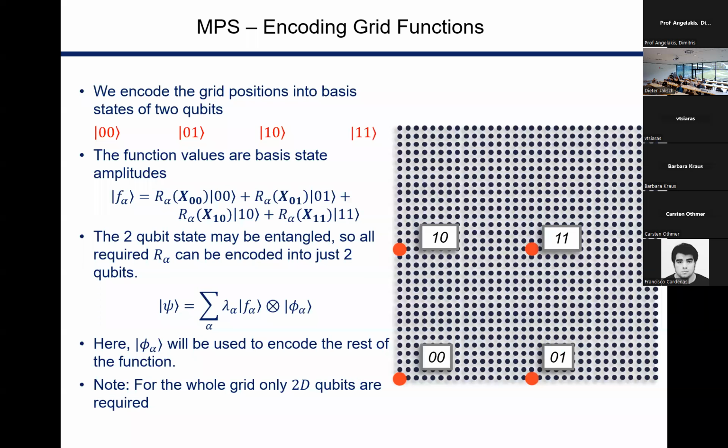Okay, but as I said, we're going to repeat this. So what I'm going to do now is, after rewriting this function like that, I'm going to look at the next term and do the same thing again. So now I have this kind of coarse grid where I have this function R0 that is encoded into my first 2 qubits, and I have the rest of it. Okay, and now I do the same step again.